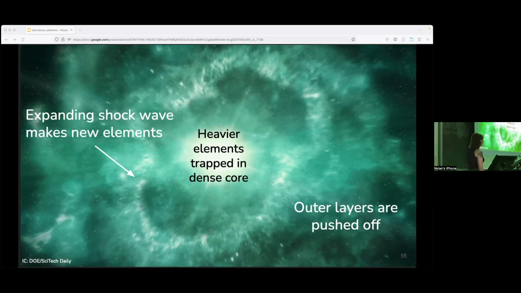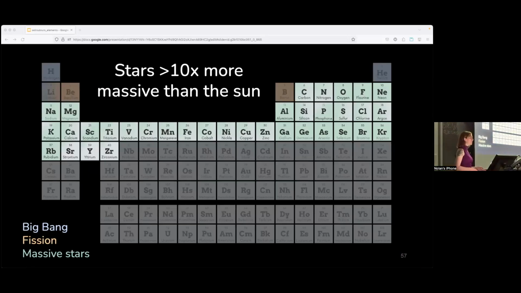But that's okay, because we can make some of it in these outer layers too. So that's not a big deal. And so these massive stars, by this process, can make elements up until about rubidium, which has 37 protons, which is great. We only have 81 more to go.